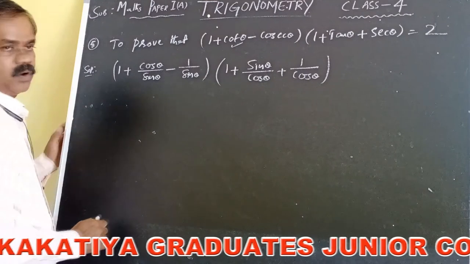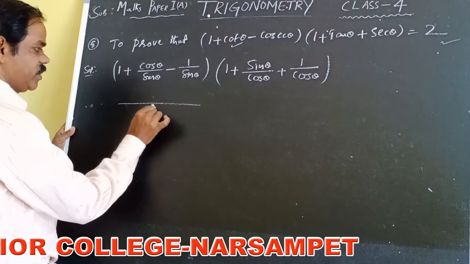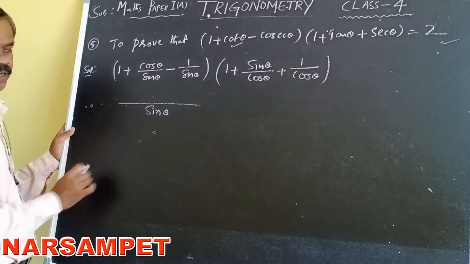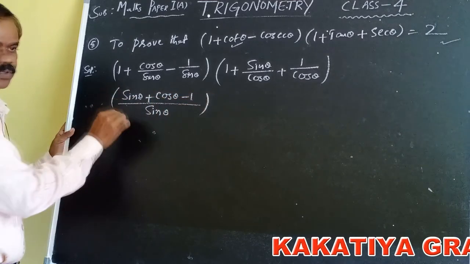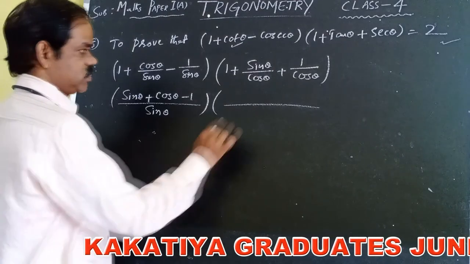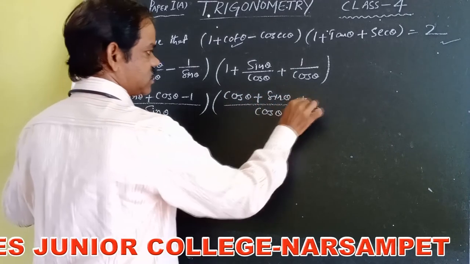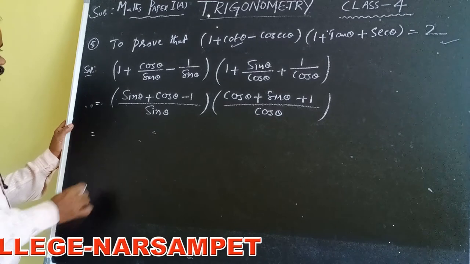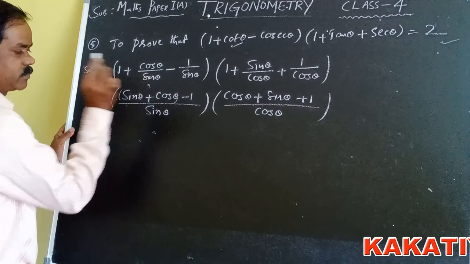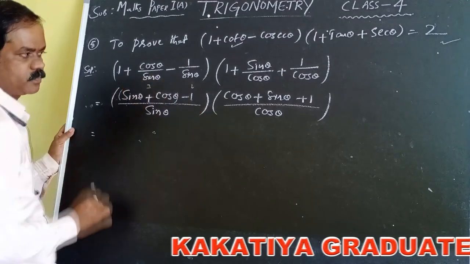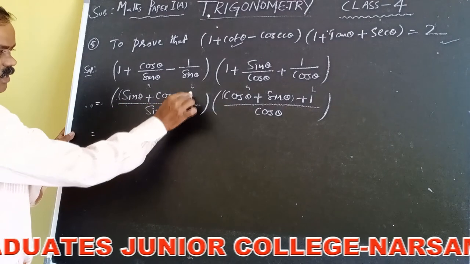Now we have to prove that this total value is equal to 2. Taking the LCM, here the LCM is sin theta: 1 into sin theta is sin theta, plus cos theta minus 1. Here the LCM is cos theta: cos theta plus sin theta plus 1. Next, see students, we assume that sin theta plus cos theta is equal to some a, and consider minus 1 as some b, and plus 1 as b. Then it becomes (a minus b) into (a plus b).